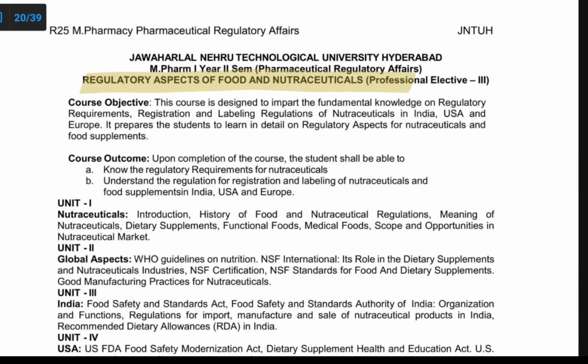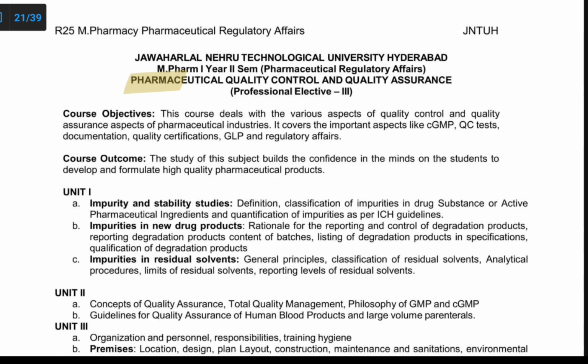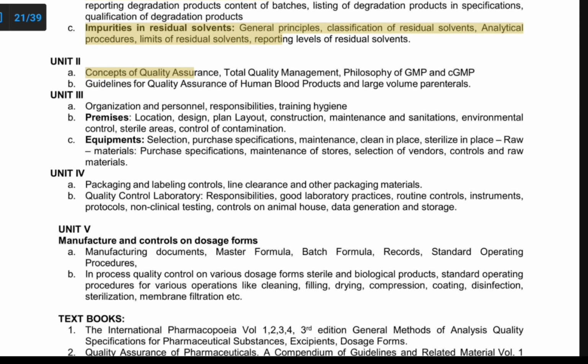Next we have regulatory aspects of food and nutraceuticals. We have nutraceuticals, its history, global aspects, India, USA Food Modernization Act, and then European authorities. Then we have pharmaceutical quality control and quality assurance. In this we have impurity and stability studies, impurities in new drug products, impurities in residual solvents, concepts of quality assurance, total quality management and quality assurance and human blood products, guidelines, organization and personnel responsibilities, premises and equipment, packaging and labeling control, quality control laboratory, manufacturing and control of dosage forms.